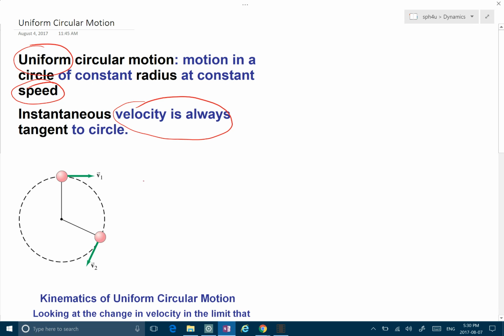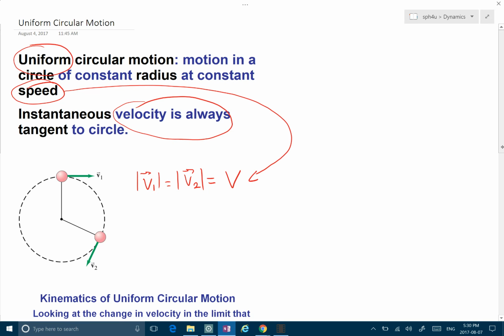So in this case, even though I have v1 and v2, there are two different vectors. However, the magnitude of v1 is the same as the magnitude of v2. That's what it means, constant speed. So we're just going to call it v, right? So that's what constant speed means.